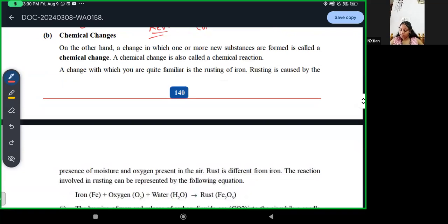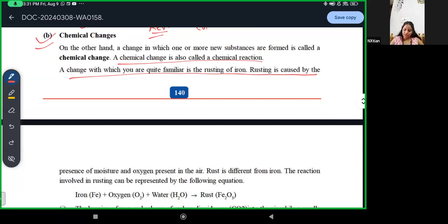chemical change. Yes. I think Coca-Cola and Mentos can also be taken as an example of chemical change also. Okay, so let's see what's chemical change. A change in which one or more substances are formed is called a chemical change. Okay, no problems in here. Yes. So a chemical change is also called a chemical reaction.